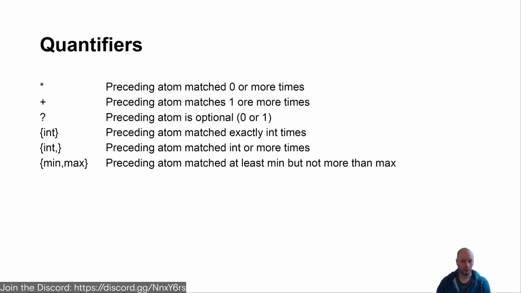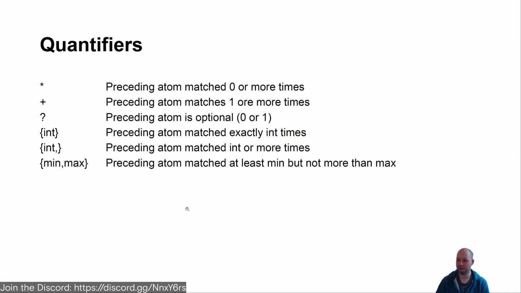Great. Quantifiers. We just showed you a plus, which matches the preceding atom one or more times. The star is very similar, but it doesn't actually need to be matched, so it's kind of conditional. The question mark is optional. It doesn't actually have to happen. And then the curly braces repeat the preceding atom a certain number of times. Or in this case, it'll have to be that many or more. Or if you have the full tuple there of min to max, then it has to be a minimum or a maximum number of times.